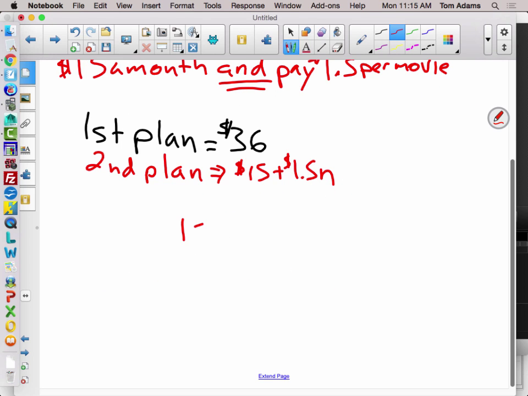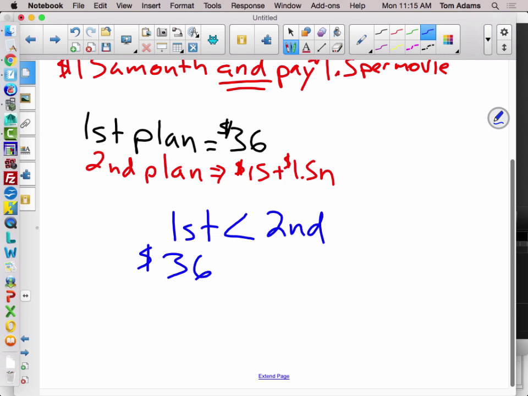When is the first plan going to cost less than the second? So how do we determine the cost of the first plan? It's already there. It's just 36, right? $36. Well, we don't need the equal sign. We just need less than. Okay?